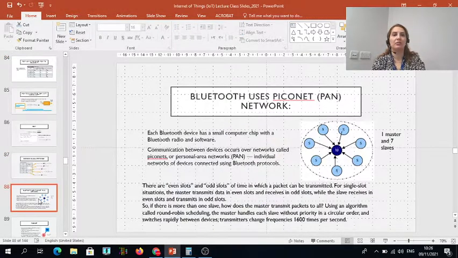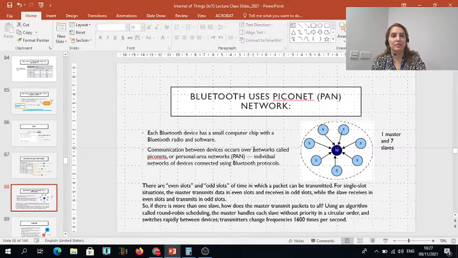Now let's look at how that pairing can be established when we are looking at Bluetooth. So Bluetooth is using Piconet. That is the name of the network technology that this protocol is using. Each Bluetooth device has a small computer chip with a Bluetooth radio and software. So a lot of the management and decisions are taken care of through that software that is built inside the Bluetooth.